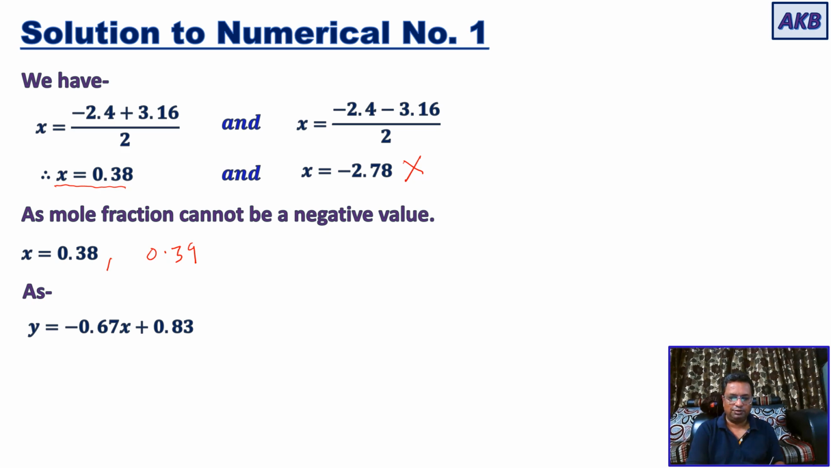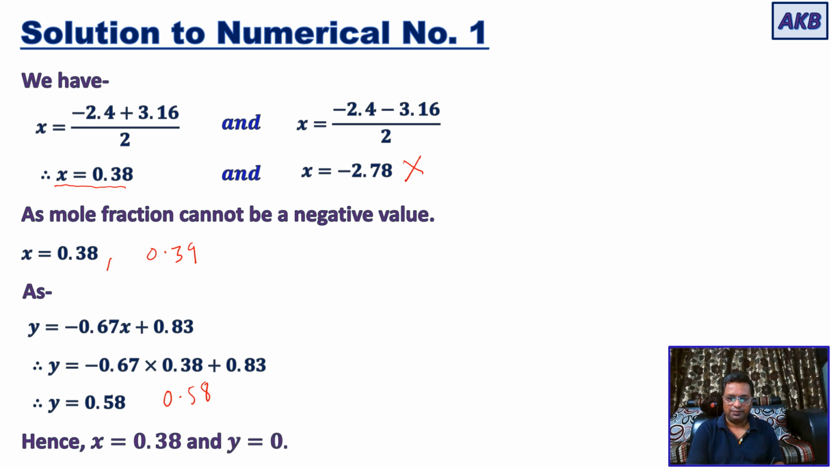So for example, you have this equation for y: y is equal to minus 0.67x plus 0.83. If you put x is equal to 0.38 in this, you are going to get y is equal to minus 0.67 into 0.38 plus 0.83, which gives us y as 0.58, and graphically also we have got the same value. So in this way, without plotting the graph, we have got values for x and y. So that ends my discussion on the numerical.